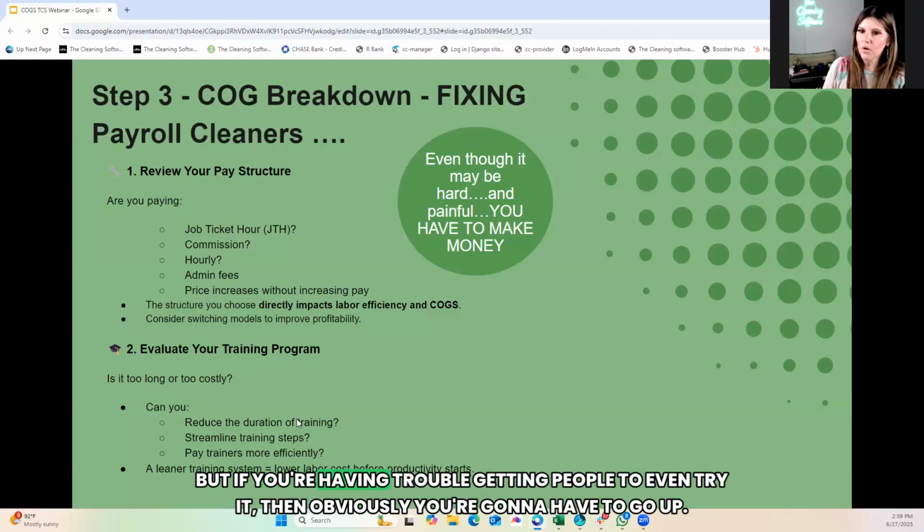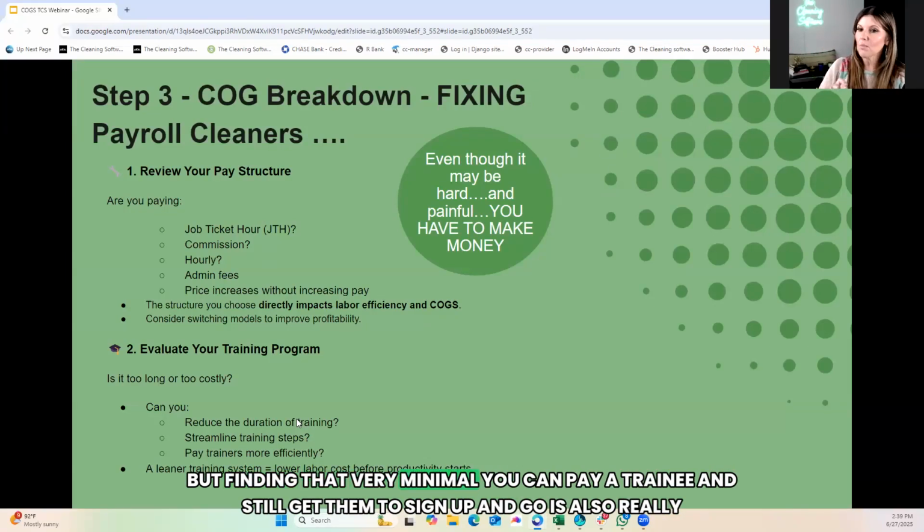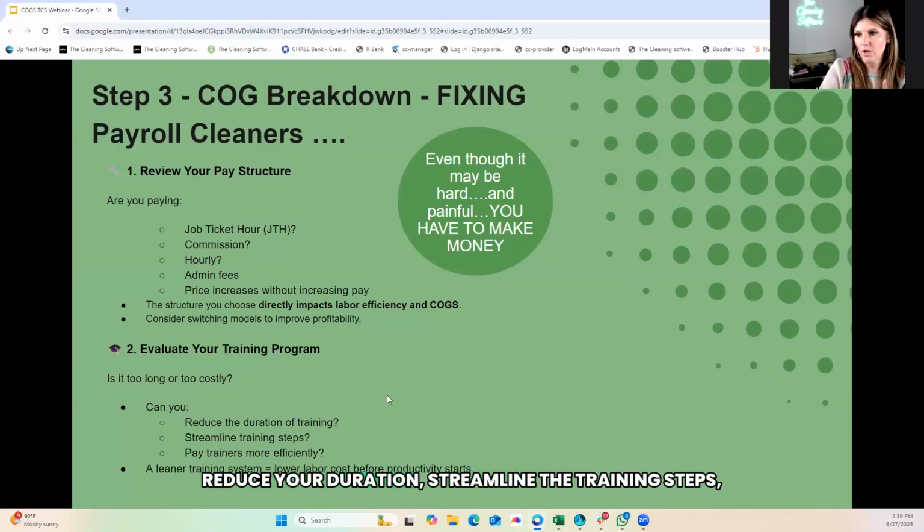But if you're having trouble getting people to even try it, then obviously you're going to have to go up. But finding the very minimal you can pay a trainee and still get them to sign up and go is also really important. Reduce your duration, streamline the training steps.